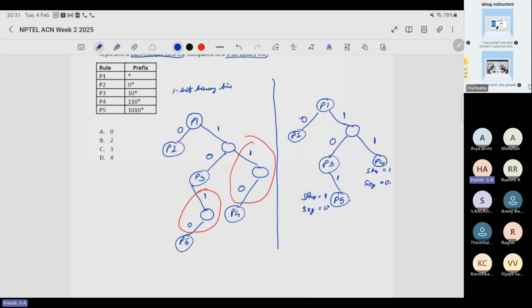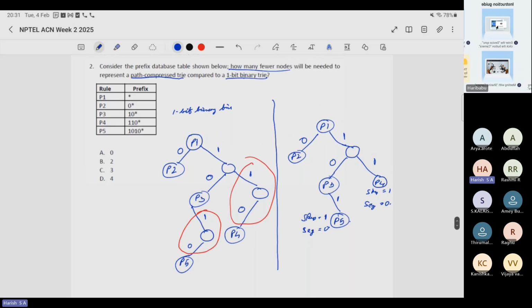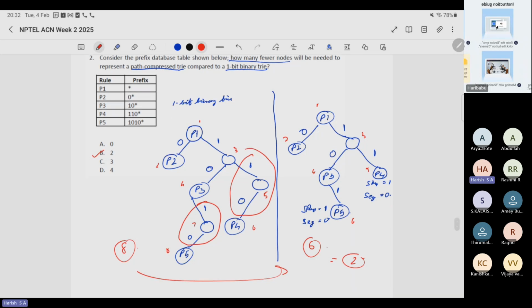Right, so now the question is, how many nodes have we reduced here? The nodes are 1, 2, 3, 4, 5, 6, 7, 8. So there are 8 nodes in this. Here, 1, 2, 3, 4, 5, 6. There are 6 nodes in this. So how many have we reduced? 8 minus 6 is equal to 2. So the answer is B2. That's it. It's as simple as that.